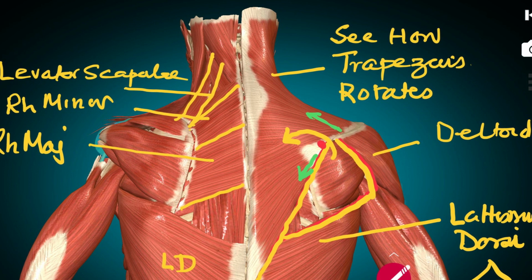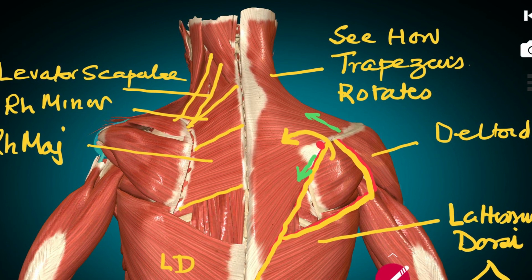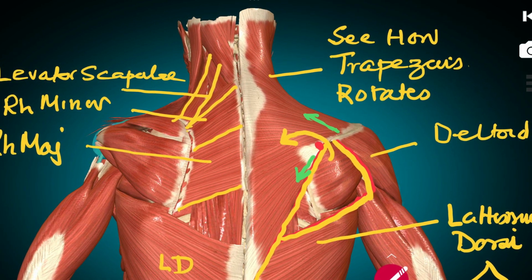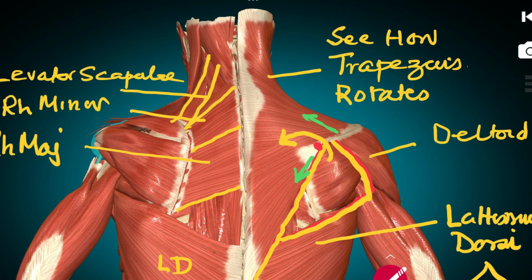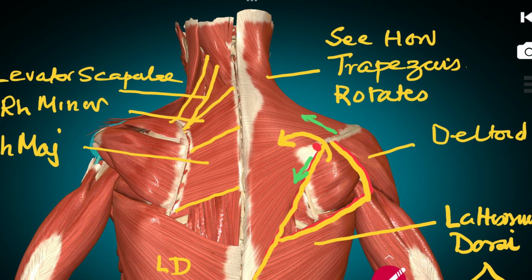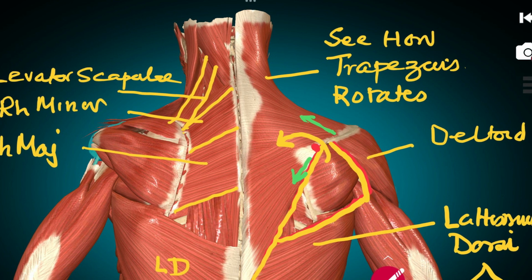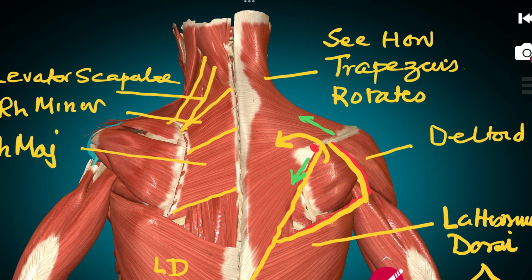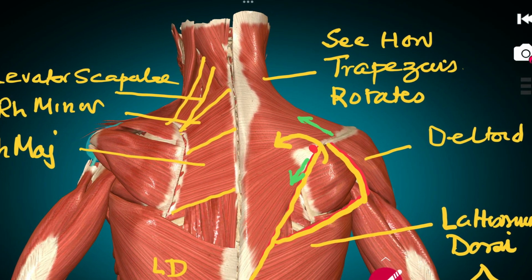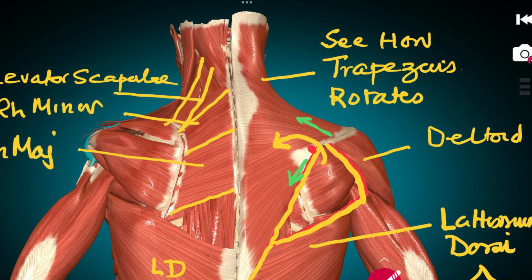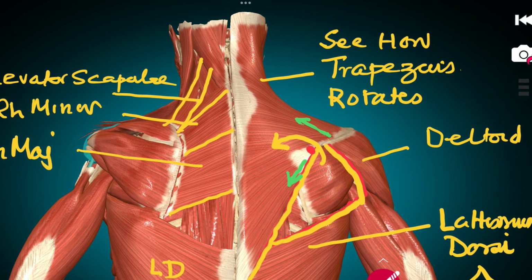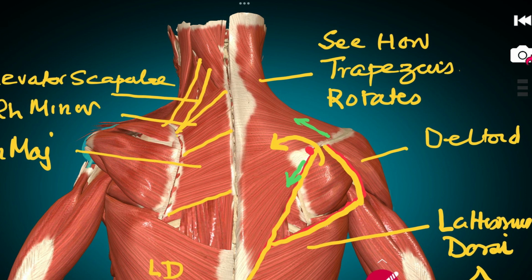Then if it happens on both the sides, then the syndrome is called the Klippel-Feil syndrome. The rhomboideus minor and major would pull the scapula medially or retract the scapula, and the supraspinatus, infraspinatus, and teres minor are the structures attached on the greater tuberosity.